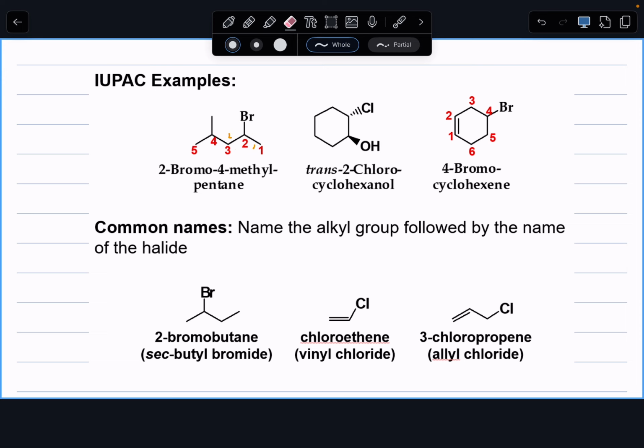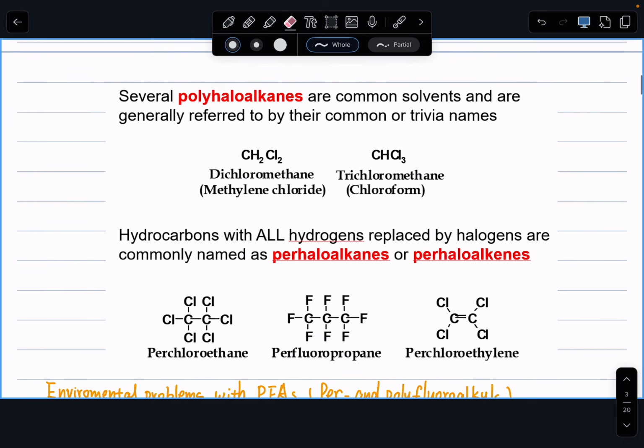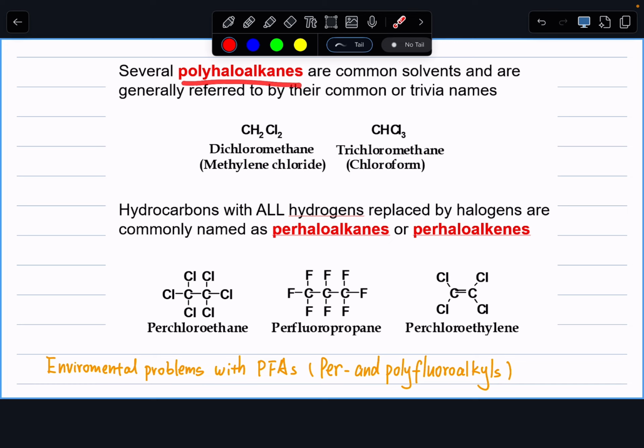All right, so that's the IUPAC naming. And the haloalkanes, generally speaking, are important building blocks. Especially polyhaloalkanes are typically used as solvents for our organic reactions. And we've been seeing some of them, right? The CHCl3, trichloromethane or chloroform, and dichloromethane or methylene chloride. Both of them are typical solvents in organic chemistry.